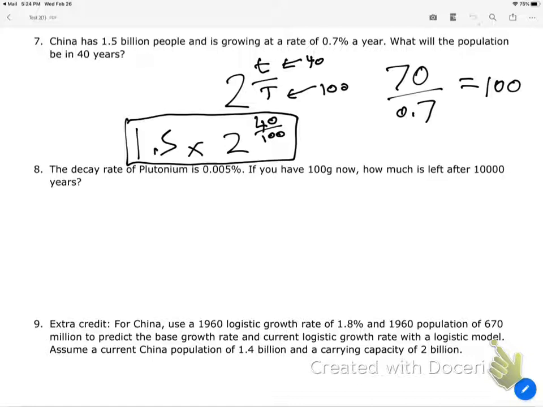And then times it by 1.5 equals. Okay, so about 1.98 billion people. Okay, that's what you get. Now, question 8 is going to be very similar to question 7.